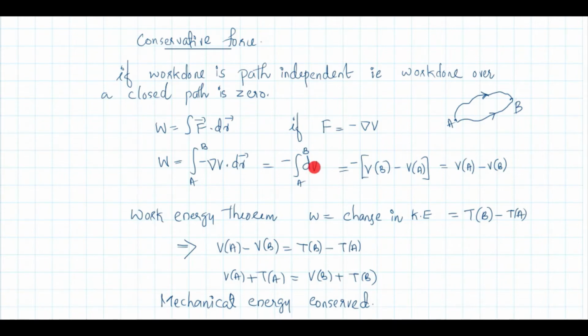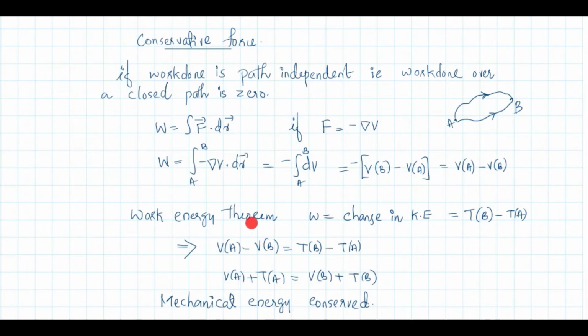This is a standard expression and this negative sign is there. Integrating, you will get V, upper limit is B, lower limit is A. So you will get it as V evaluated at B minus V evaluated at A. There is a negative sign outside. So this will be like V of A minus V of B. Change in potential energy. This V is potential energy.